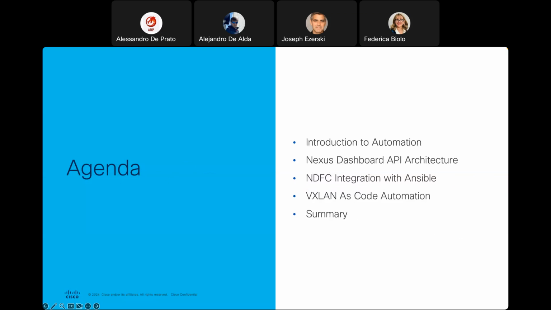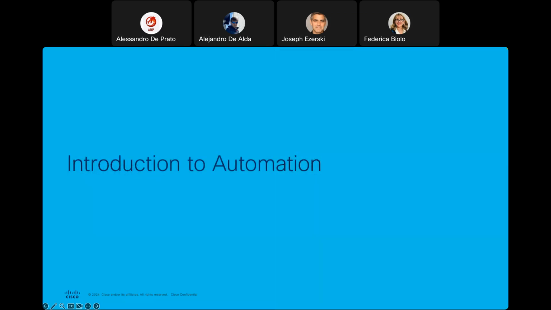Agenda, very quick. We will start with an introduction on the automation and the benefits of automation. We will talk about the Nexus Dashboard APIs, which also include as well the Nexus Dashboard Fabric Controller APIs, because that is going to be the base for all the upcoming discussions. At this point, we will move to the section about the integration between NDFC and Ansible. And finally, I would like to close by telling you a little bit something around the VXLAN as code, which is a new module for the network as code automation framework that Cisco is delivering. Let's start with the introduction.